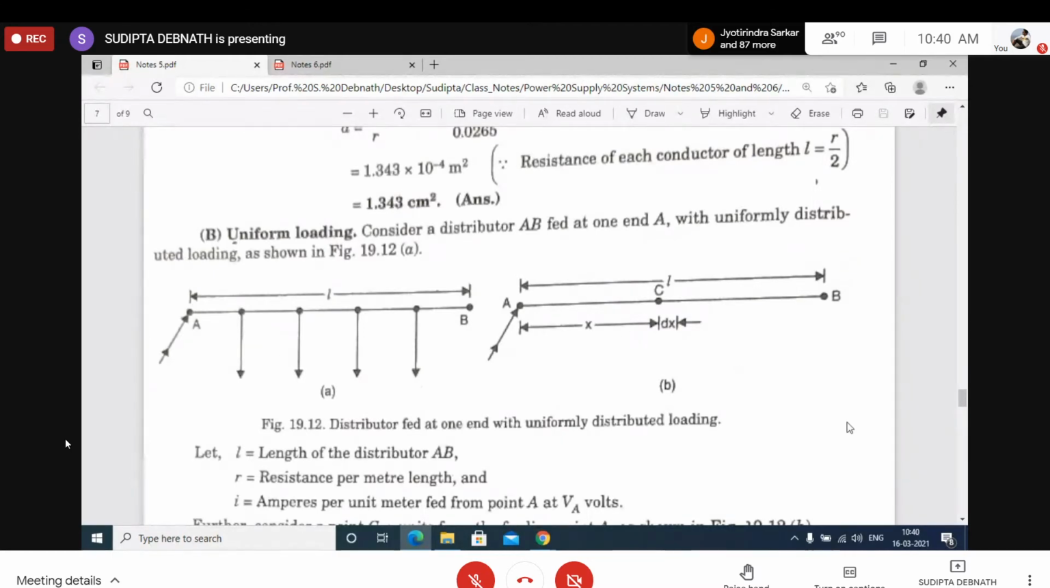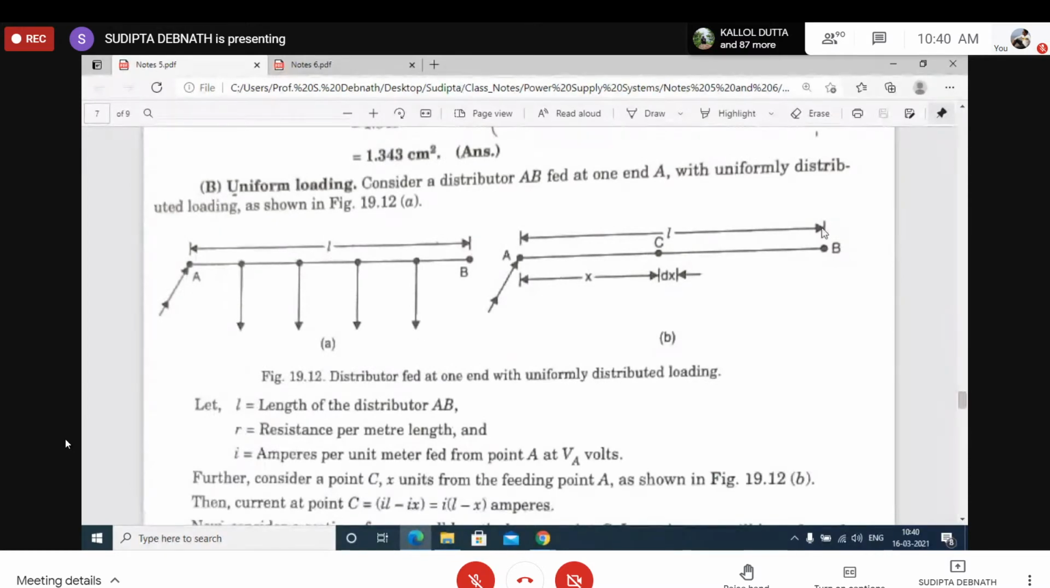So, how to proceed here? See, this is drawn like this. First, what will we do? It is tapped at a uniform rate. So we will consider the length of the distributor as L, and we will consider an arbitrary point C at a distance x from the feeding point.